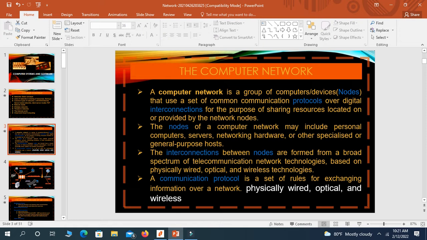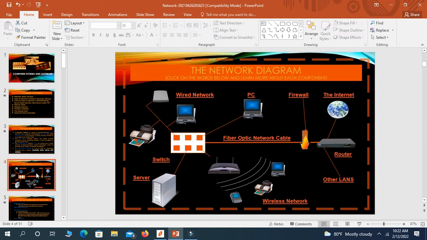Next up, we have the networking hardware. Networking hardware is a device that is used for networking purposes. Then we have other specialized general purpose hosts. The interconnection between nodes is formed from a broad spectrum of telecommunication network technologies based on physically wired, optical, and wireless technologies. Finally, they are saying that a communication protocol is a set of rules for exchanging information over a network. Fair enough.